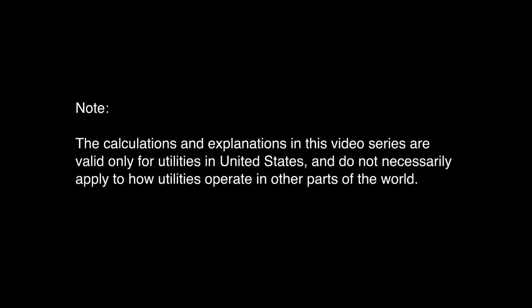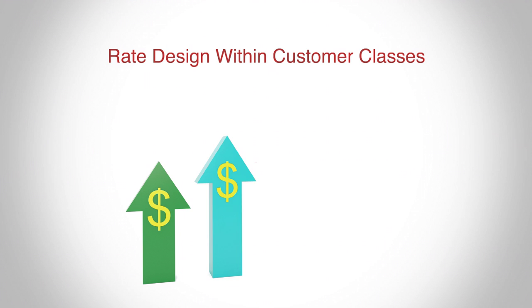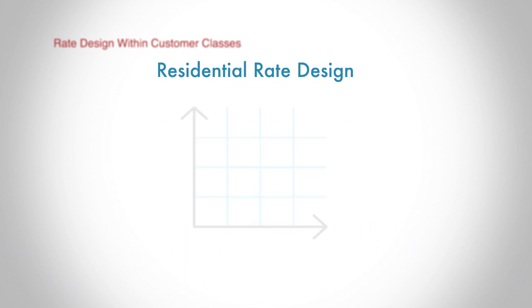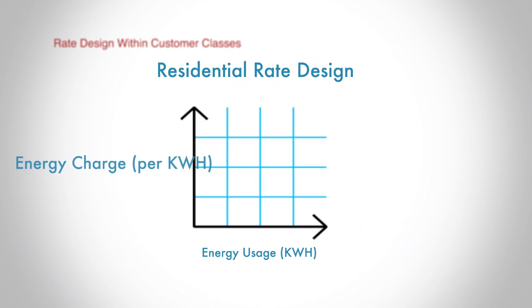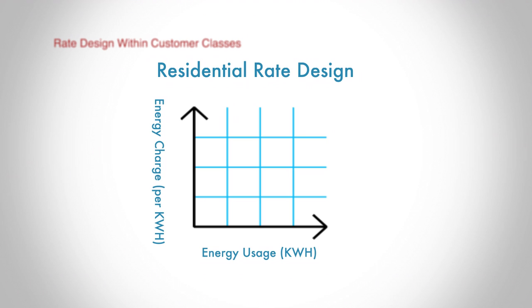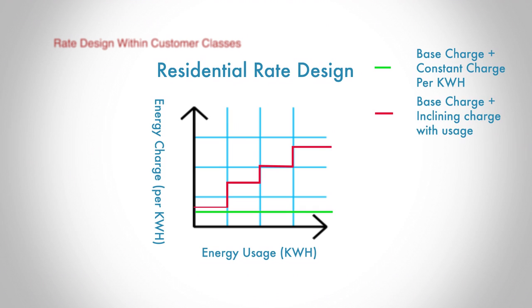Welcome back to the video series that explains rate regulation. Today we will be talking about the third and final part, rate design within customer classes. Residential rate design. Residential rates typically consist of a monthly customer charge plus an energy charge in cents per kilowatt hour based on the amount of usage. This energy charge may be a flat rate, inclining, or declining. Other variations like differing rates over time or season are also possible.